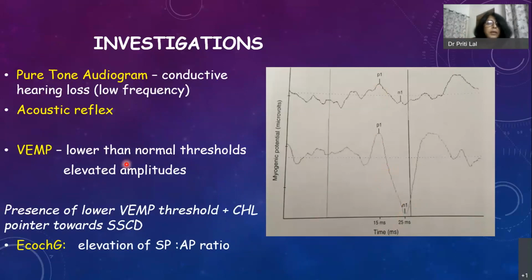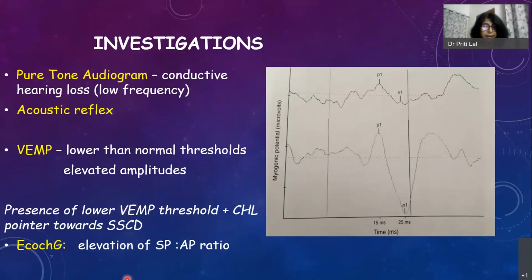So, VEMPs in cases of both ocular and cervical VEMPs, in cases of superior canal dehiscence, have lower than normal thresholds and elevated amplitudes. Presence of these lower VEMP thresholds in a setting of conductive hearing loss is a pointer towards superior semicircular canal dehiscence.